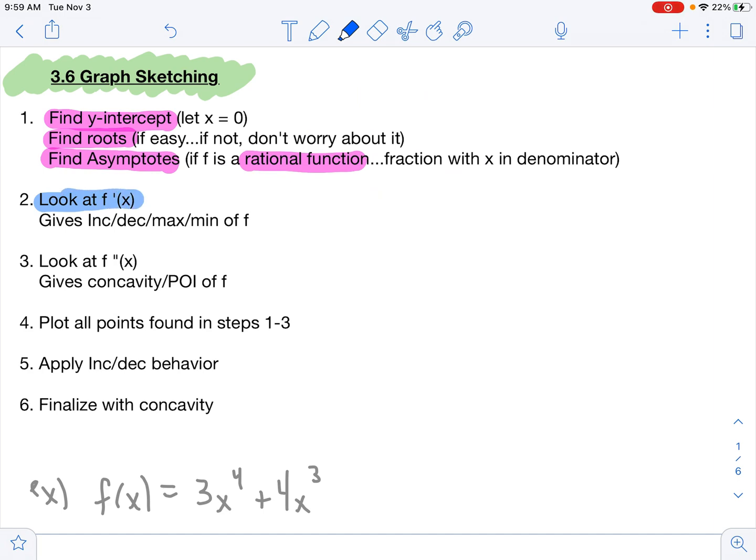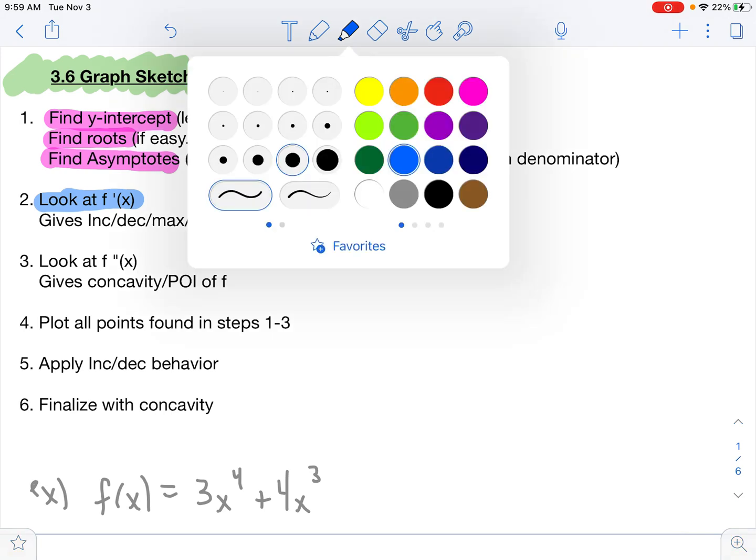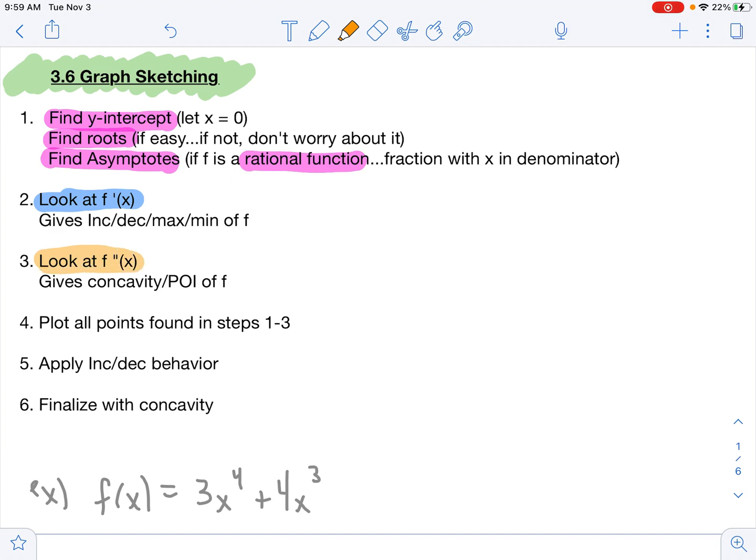Then I move into the first derivative. That gives me information about where f will be increasing, decreasing, and it'll help me find any relative max or mins. After I get that information, I then move on to the second derivative, where I'll get information about the concavity and points of inflection of f. Then, between steps 1 and 3, I now perhaps have some points. So in step 4, I plot all the points we just found. Then in step 5, I apply carefully the increasing and decreasing behavior of the function, and then finalize it with concavity at the end, okay?